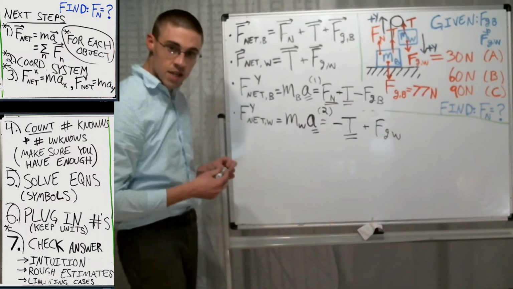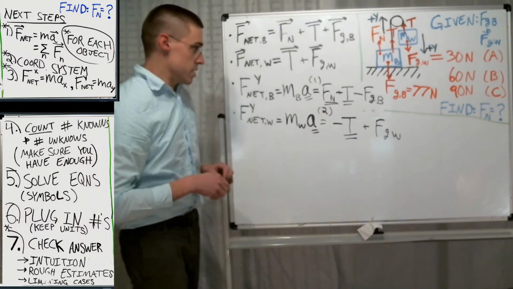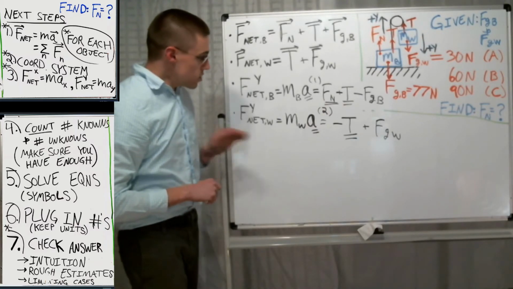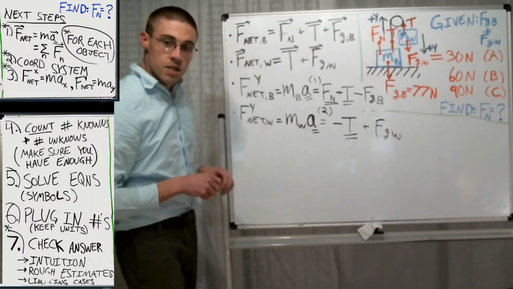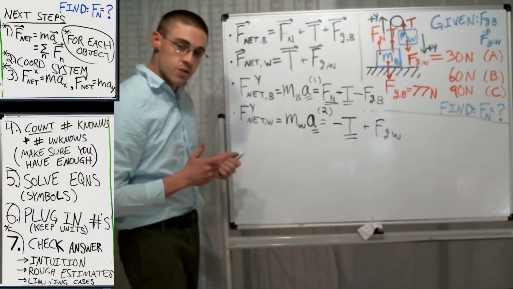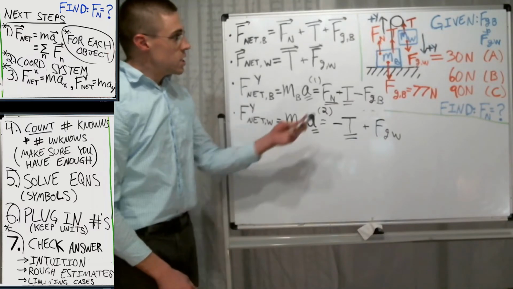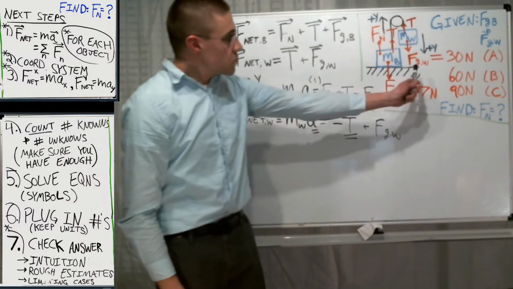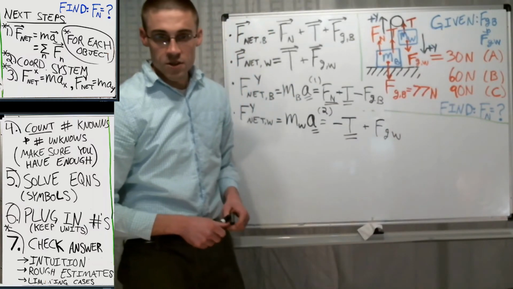Okay, does that mean that we're sunk, that we can't solve this problem? Of course not. Whenever you find yourself in this situation, where I have 2 equations and I have 3 unknowns, that means you need to think a little bit more. So let's use our intuition and let's think about this problem a little bit more. I'm given FGW for part A, B, and C with 3 different values.